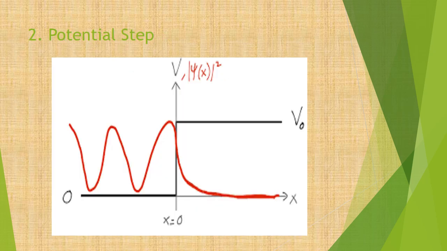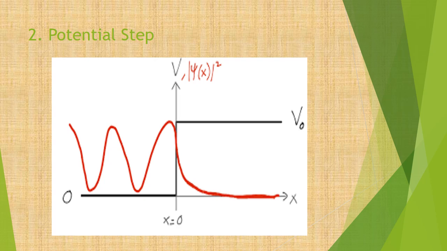So second one is potential step. The potential function of a potential step is defined by V of x equal to 0 and V naught. So V is equal to 0 at x less than or equal to 0 and V of x is equal to V naught at x greater than 0. The electrons of energy E move from left to right, that is along the positive direction of x-axis. It is desired to find the eigenfunction solutions of the time independent Schrodinger equation.